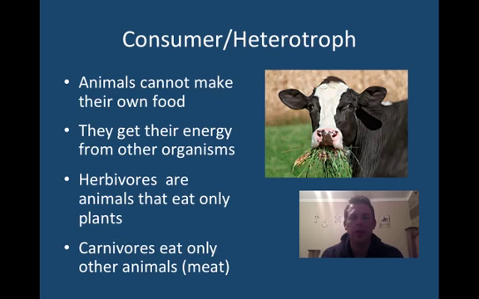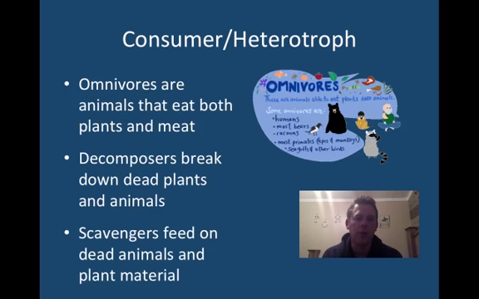Okay, consumer, heterotroph. So hetero means different. Again, troph has to do with food, so they get their food from something else. Obviously, we know animals cannot make their own food. We are classified as animals, so we cannot make our own food like plants. We have to go get it from plants or from animals. Herbivores are animals that eat only plants. Carnivores, animals that eat only meat. If we keep going, omnivores, animals that eat both plants and meat.